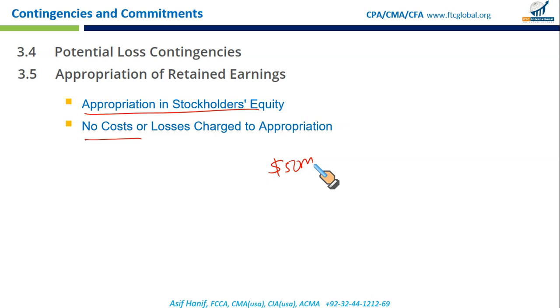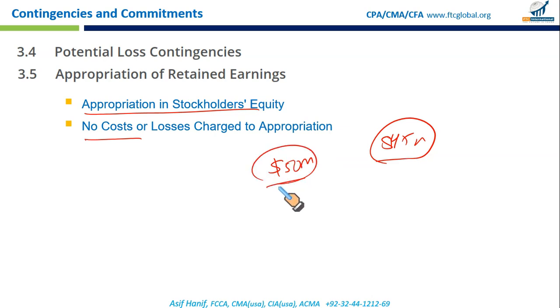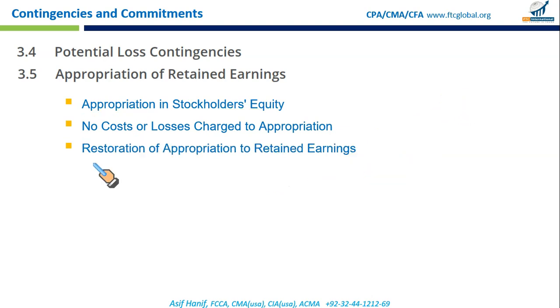Actual cost, when we actually incur it, maybe we pay $45 million in actual. These actual costs are recorded in the income statement as an expense, right? They are not recorded or deducted from the appropriated retained earnings. We just set this amount aside, but the actual loss is reported as a part of the income statement.